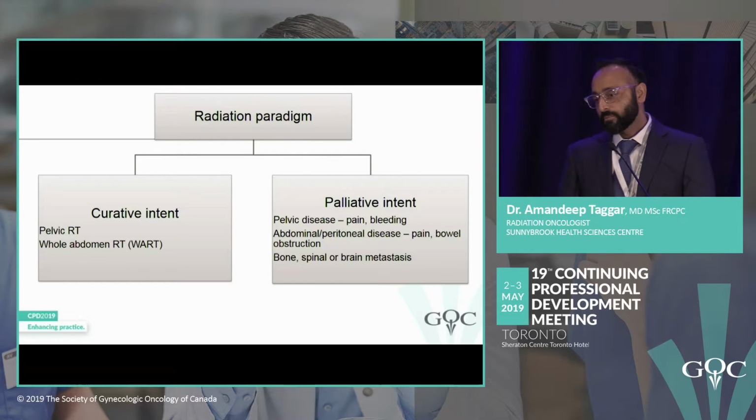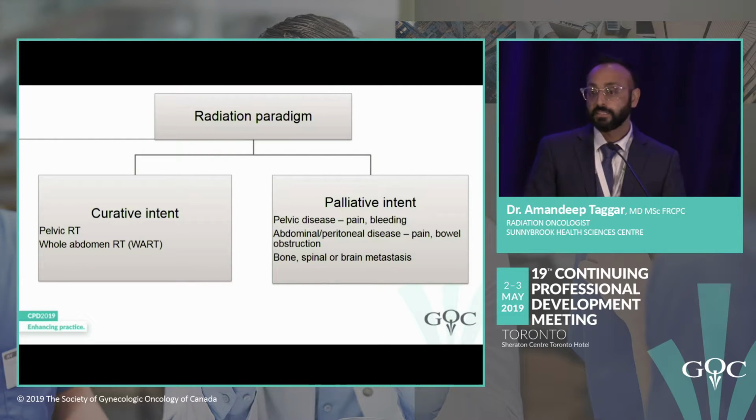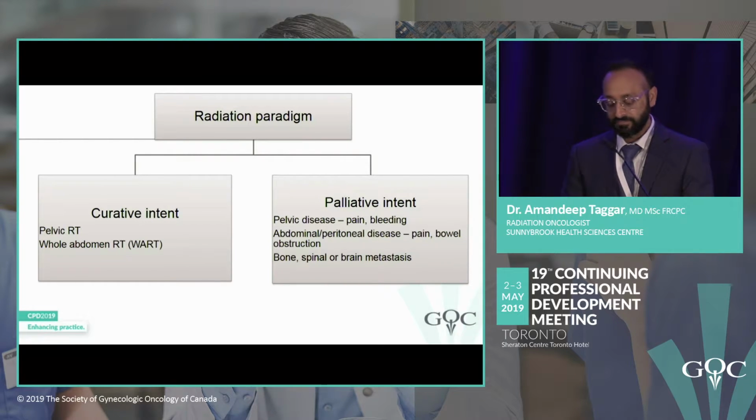The other box is the palliative, where the goal is to help patients with symptoms. This can be pain or bleeding in the pelvis, in the abdominal cavity, or in the bone. The treatment is generally given either as a single fraction in a single day, or as 1-2 week courses, so not really 5 to 6 week courses. I will start with the role of radiation therapy in the curative context in ovarian cancer.